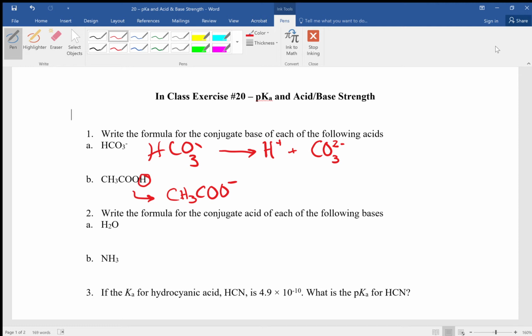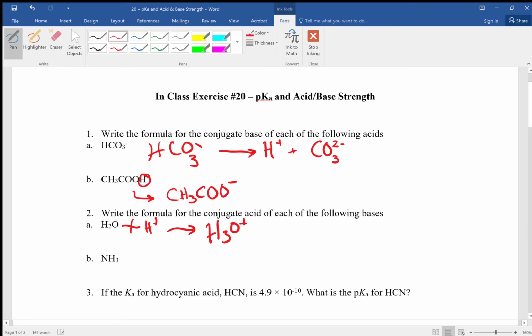Alright, if we're doing conjugate acids, as we are in question 2, we're going in the opposite direction. So we're adding an H+. Its conjugate acid here gets an extra hydrogen, and it adds a +1 charge to whatever charge it already had. This compound was neutral, so it becomes a charge of +1. Same thing with NH3. If we add an H+ to that, we get NH4. It was neutral, becomes positively charged.